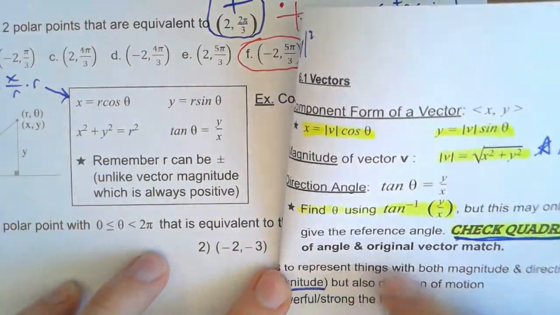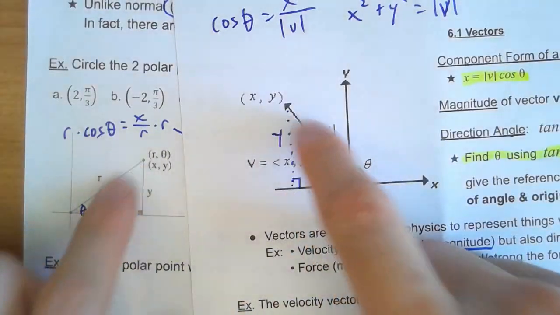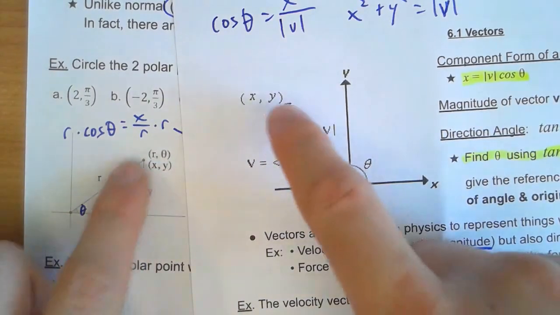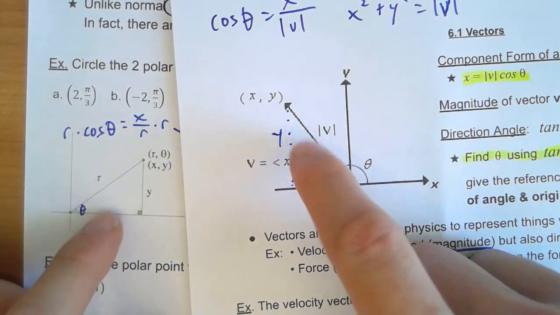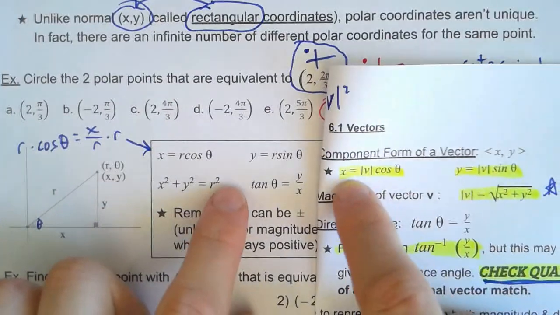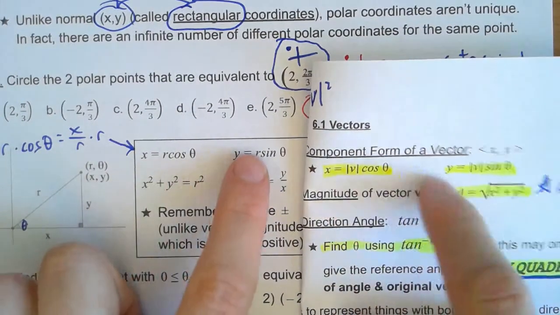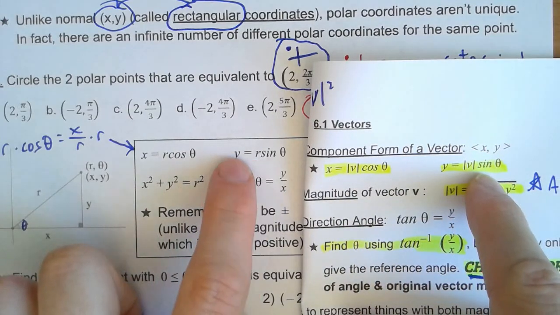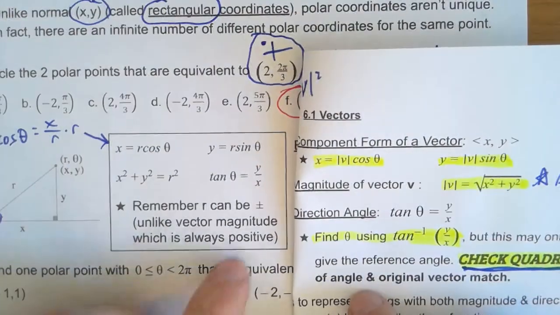Vectors were almost exactly the same thing. Just instead of calling the distance along the hypotenuse the r, we called it the magnitude. But we still had an angle, we still had an x and a y. So we've got almost exactly the same relationships. Instead of x is the magnitude times cosine, we've got x is r times cosine. Instead of y being the magnitude times sine, y is r times sine. It's all the same exact relationships.